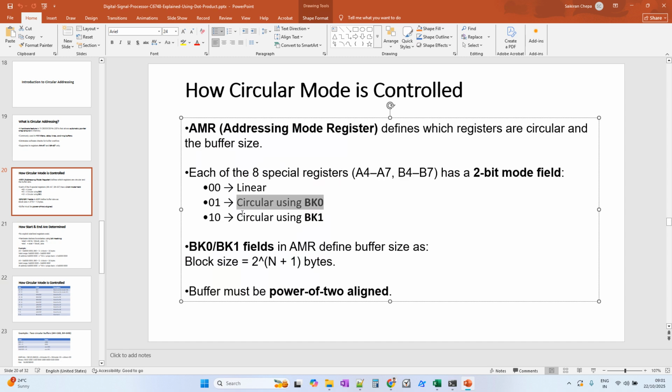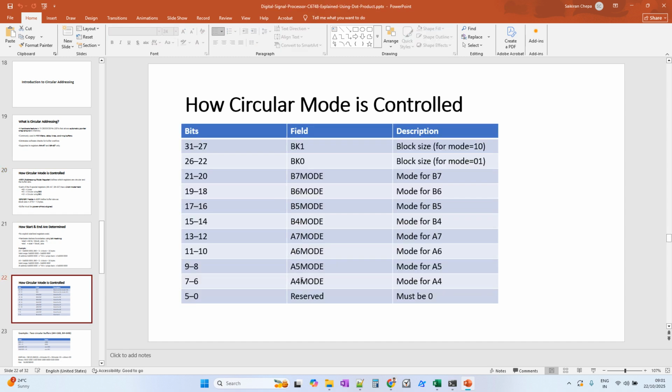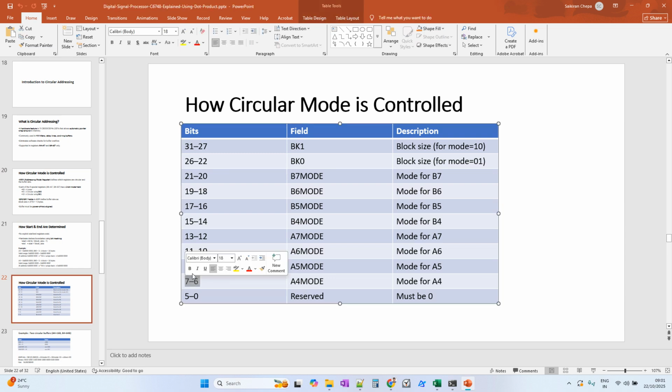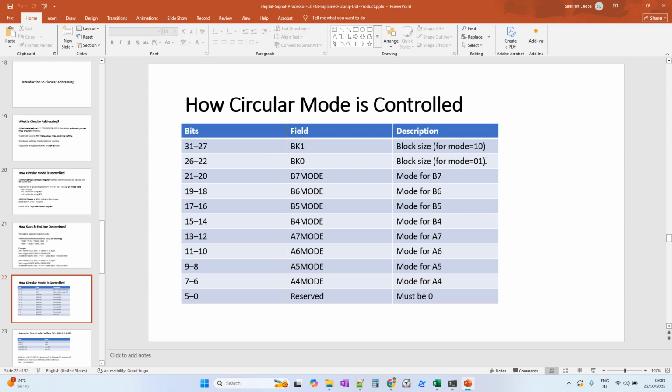01 means circular addressing with BK0, and 10 means circular addressing with BK1. So that's the idea. Bits 6 to 7 are for A4, and then bits 8 to 9 are for A5. B4 is also used here. These 5 bits are used for BK0, for mode 01, and this is for mode 10. So BK1 is for mode 10, and this is also using 5 bits.